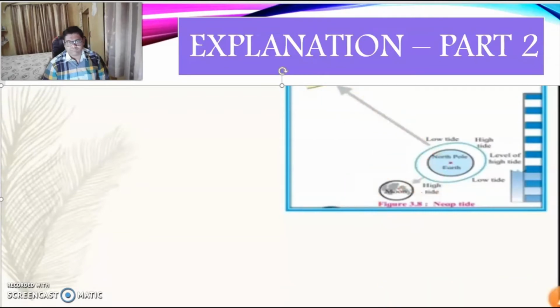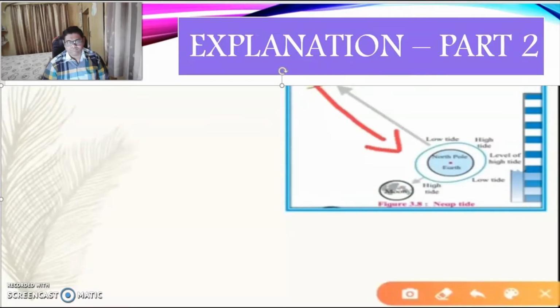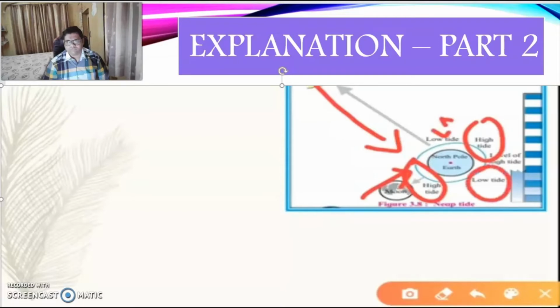The sun's pull will be from this side. The moon's pull will be from this side. Since the moon is closer to the earth, its pull will be stronger than the sun. So we will be having high tide over here, and on the opposite side also there will be a high tide. And from the direction where the sun's gravitational pull is there, it will be low tide. So this also will be low tide. Got it, children? So what is the difference over here? Because it is at a right angle, the sun and the moon are at right angles with that of the earth.